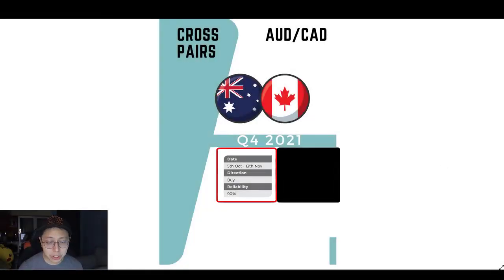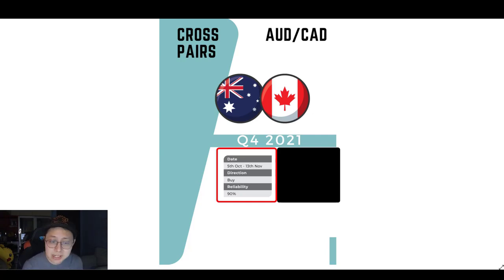Over here, what you can see is what we call the seasonal cards. This is on Aussie CAD. You can see from the screen, from the 5th of October to 13th of November, based on seasonality for the past 10 years, Aussie CAD has a 90% probability, or in this case we call it reliability, to the upside. Therefore, the direction we're going to focus on for Aussie CAD from the 5th of October to the 13th of November would be the upside.